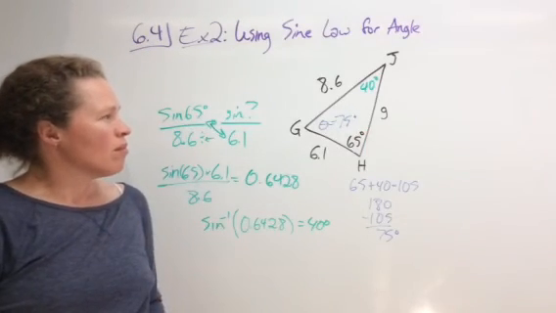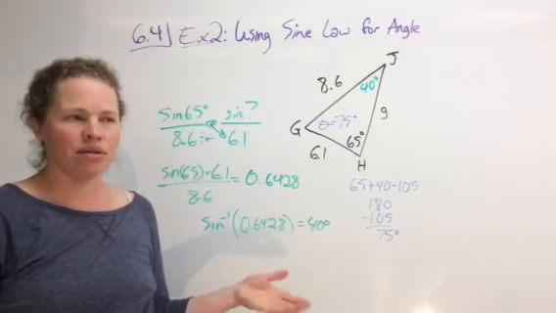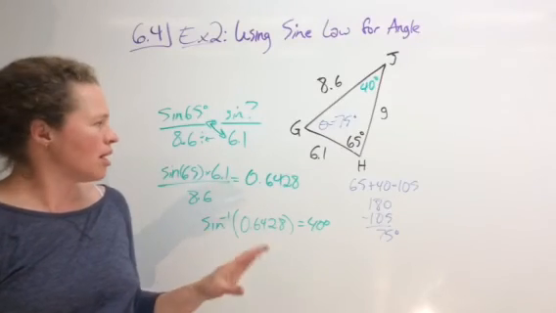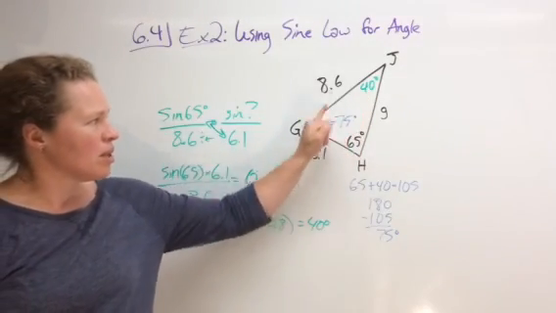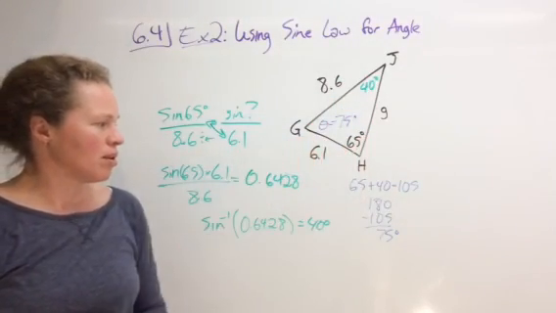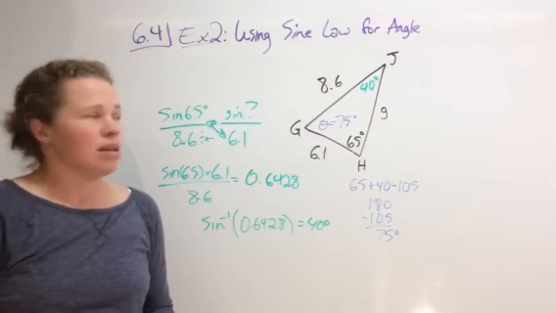So in the way that they set this example up, they've kind of given you two examples in one, because we use the sine law to find 40 degrees, and then we use this relationship equaling 180 to actually find the third angle. So bonus.